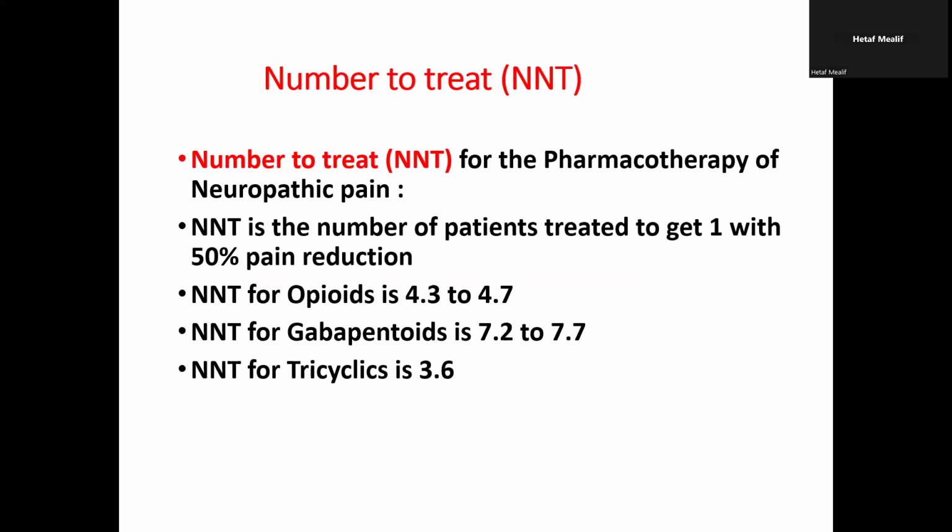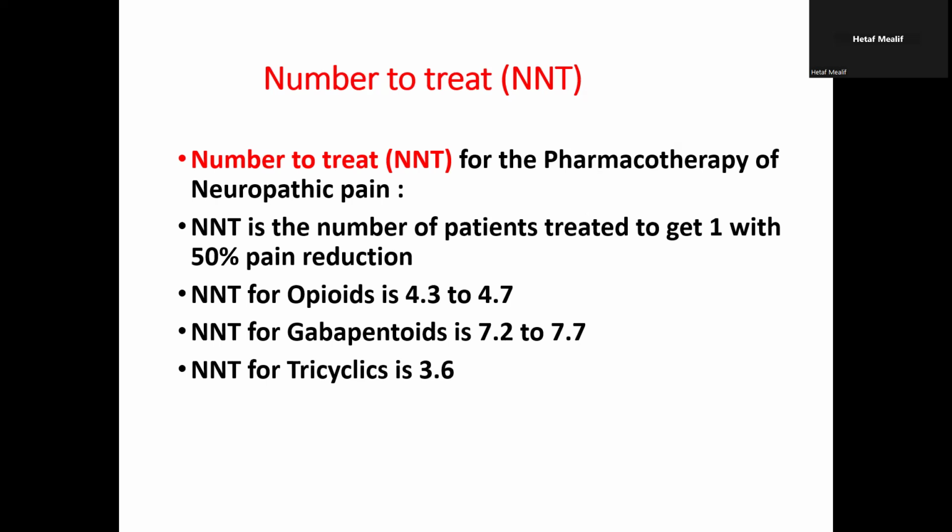Okay, another concept that I would like to teach all of you is something called number needed to treat. This is something that's really overlooked and it's extremely important. What is number needed to treat? It's the number of patients treated to get one with 50% pain reduction. So the smaller the number, the more effective the drug is. The NNT for opioids, for example, is somewhere between 4.3 to 4.7. The NNT for gabapentinoids is somewhere between 7.2 to 7.7. And the NNT for tricyclics is 3.6, which tells you that tricyclic is actually the most effective out of these drugs in neuropathic pain. So why don't we use it as a first choice? Because of the side effects. Okay, that's the main reason.